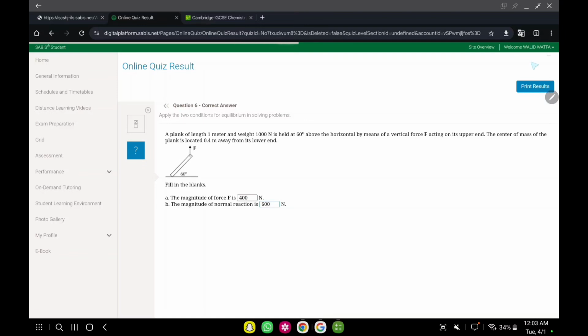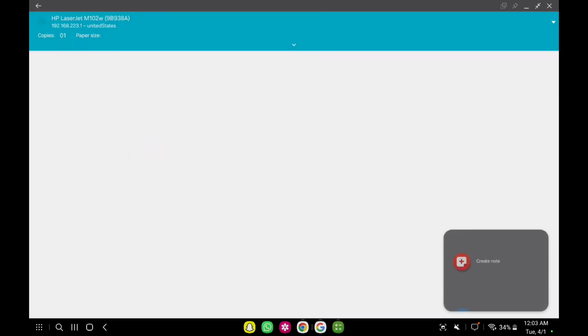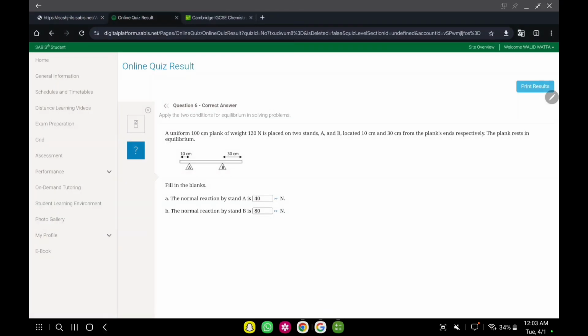If it wants to load, give it a sec. Okay. Oh, what is this? Back. Okay.